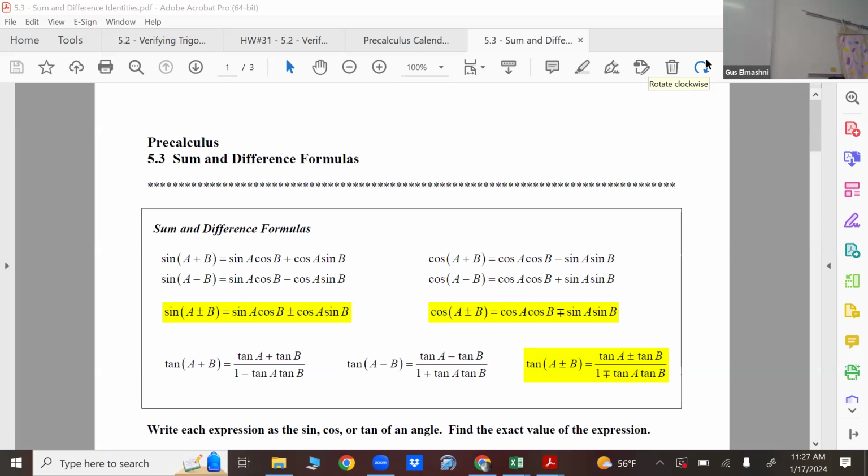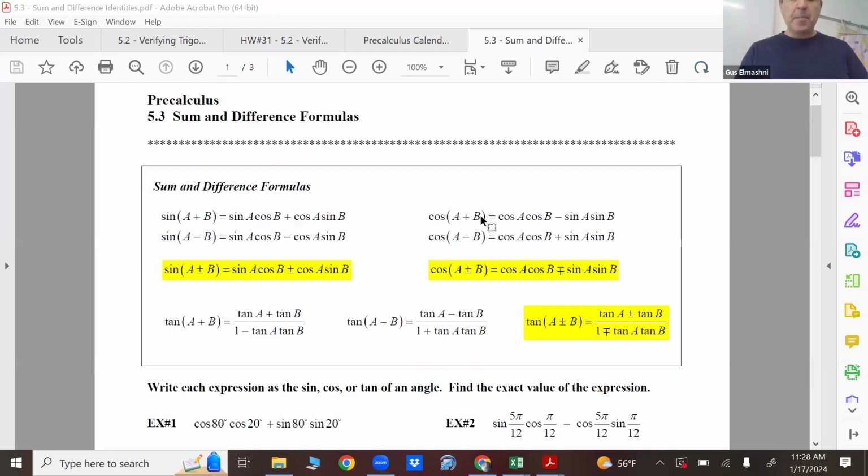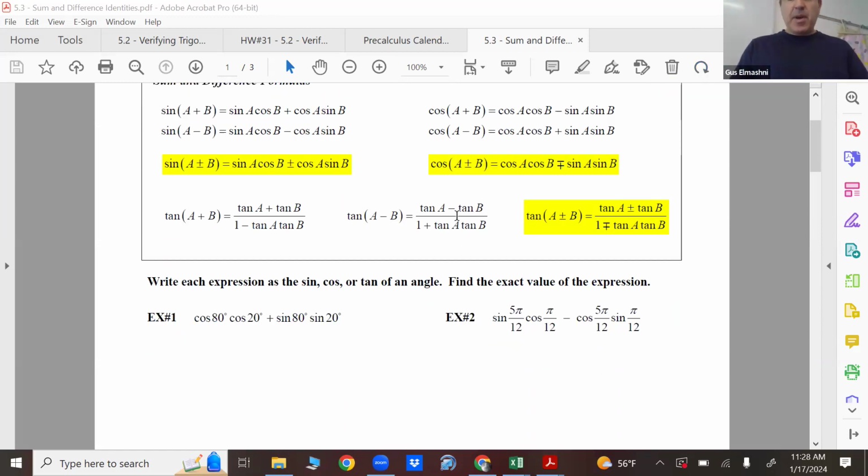Then the tangent: when there's a plus here, there's a plus in the numerator and a minus in the denominator. Reverse, when there's a minus here, it's minus and plus. So you see the plus minus, but minus plus. So that's how it works. And again, the ones in yellow are what I'll give to you guys because it consolidates the other two they come from. Okay, so here we go for these examples.